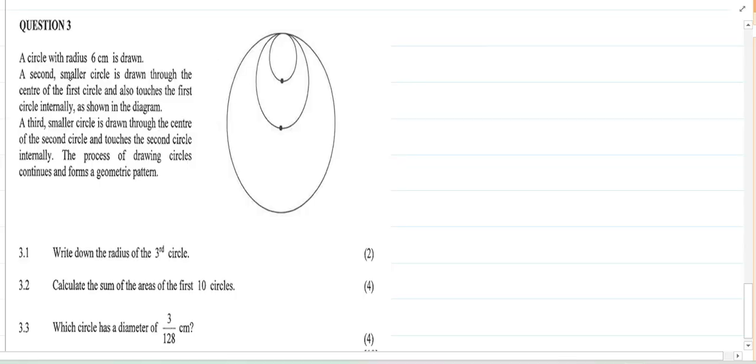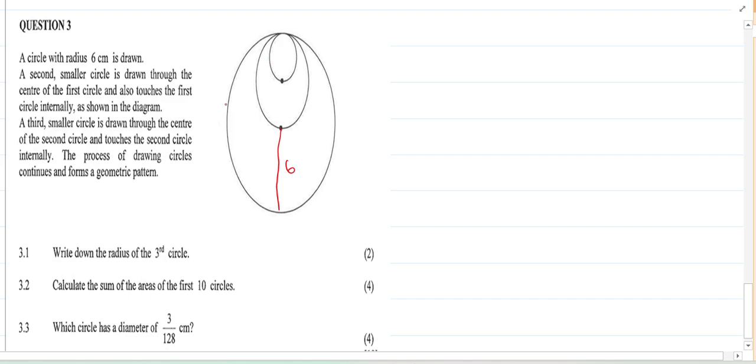Moving on to question 3. Question 3 says a circle with radius 6 is drawn. The circle that we currently have here, the radius from here to here is 6. The second circle, which is this smaller one right here, is drawn through the center of the first circle, and it touches the first circle internally, as shown in the diagram.